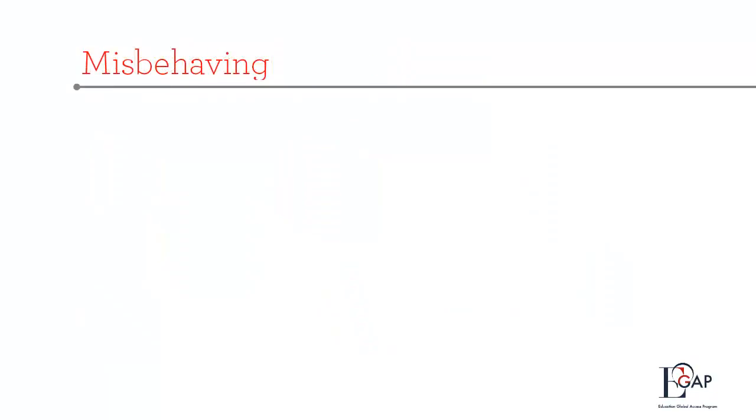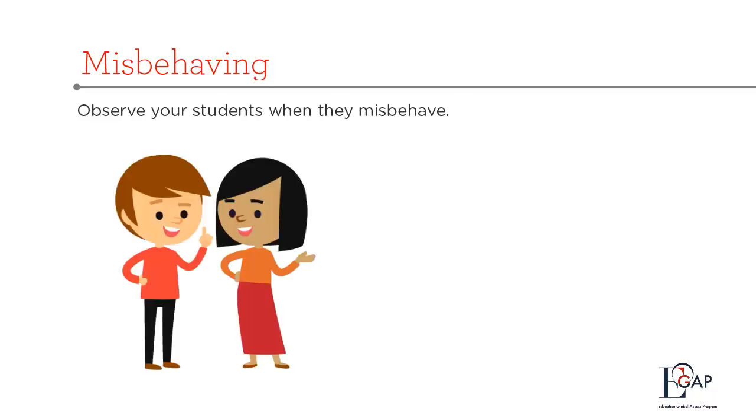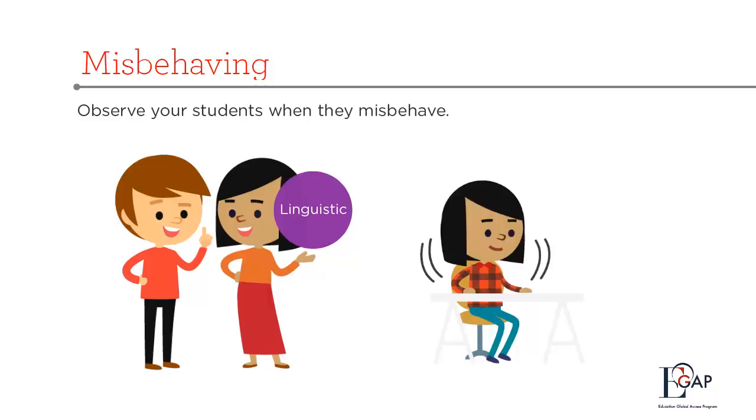One thing you can do is observe your students when they are misbehaving. If a student is talking when she should be listening, then she is probably a linguistic learner. The student that can't stop moving around in his seat is probably a kinesthetic learner.